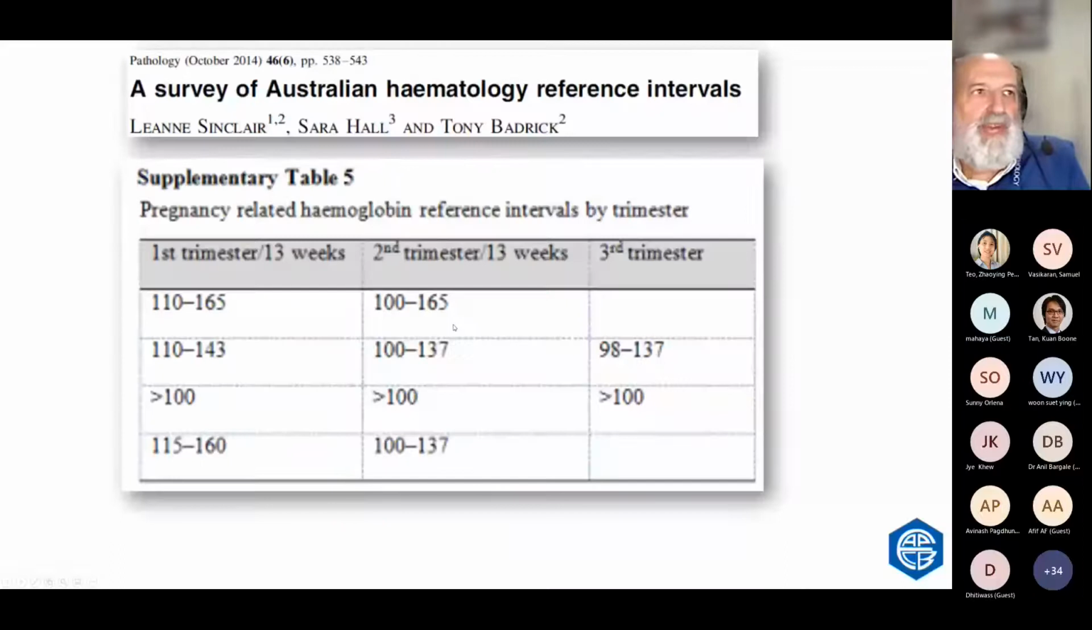What about pregnancy? These are just some reference intervals by trimester from different labs, and there's not a very good agreement on what a normal hemoglobin is in pregnancy, but generally we say the first trimester hemoglobins might be a bit higher than the second trimester, and we're not really sure about the third trimester.